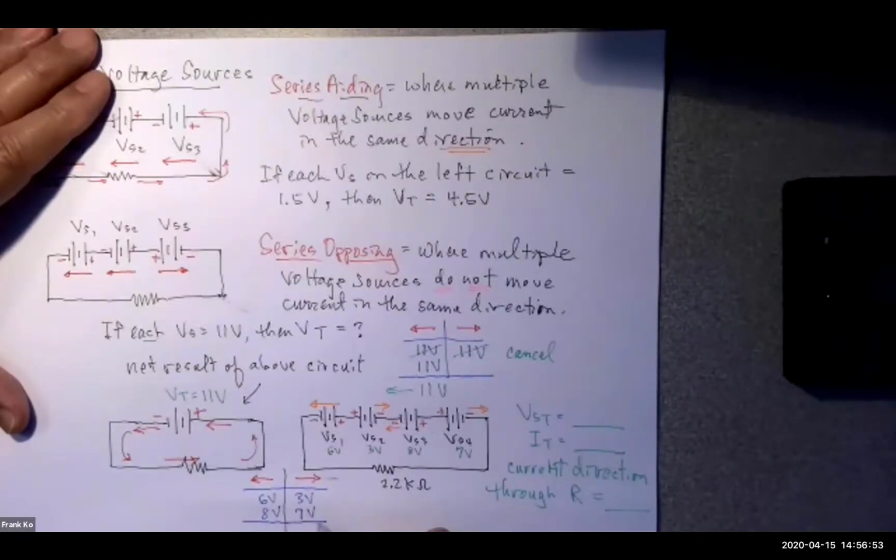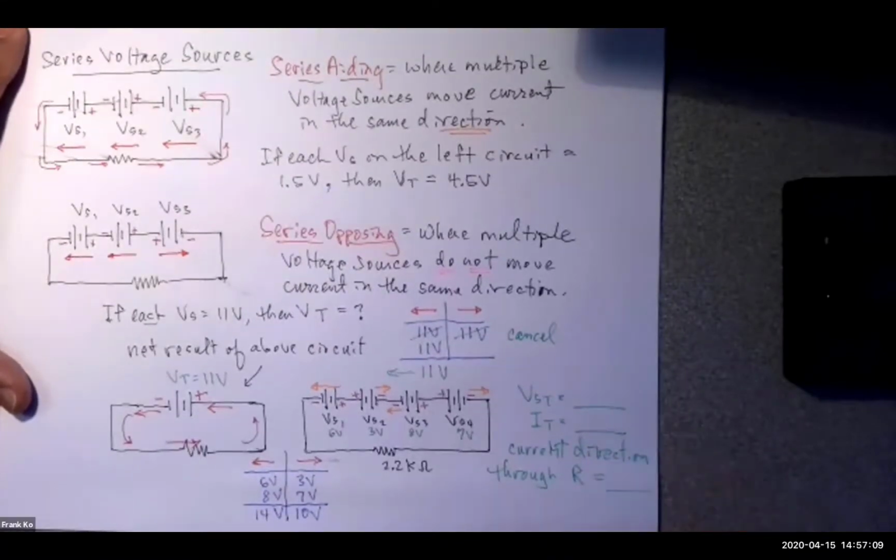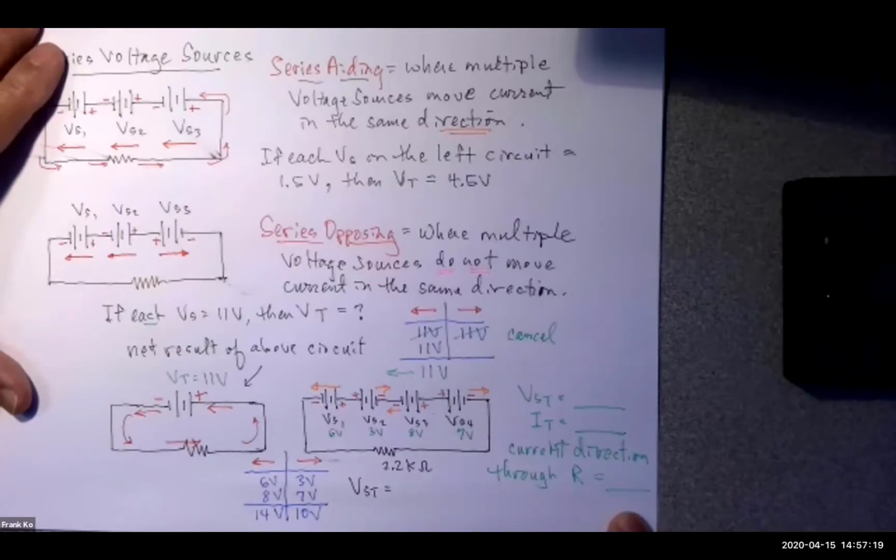Add these guys up. I have 10 volts moving to the right, and a total of 14 volts moving to the left. Which one wins? Which is going to be the final value of voltage? My VST is going to be equal to the difference of these two, because the bigger number will subtract the smaller number.